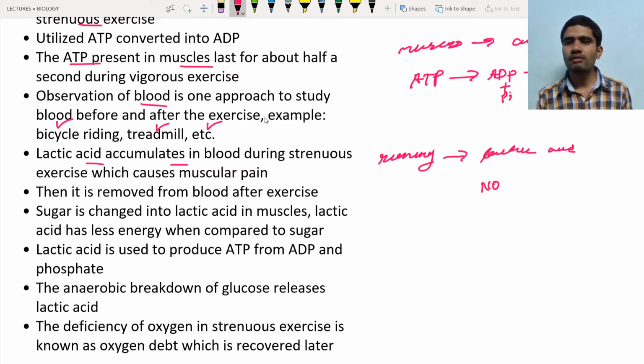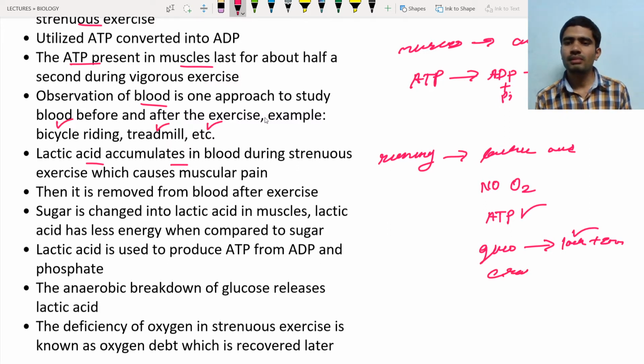It means there is not enough oxygen in the muscles, and ATP is instantly utilized. Hence, there is a need for energy. In that case, the glucose molecules get broken down anaerobically to produce lactic acid and some amount of energy. This is the reason the lactic acid builds up in the muscles. As a result, the person will feel muscle cramps. Muscle cramps means pain in the muscles.